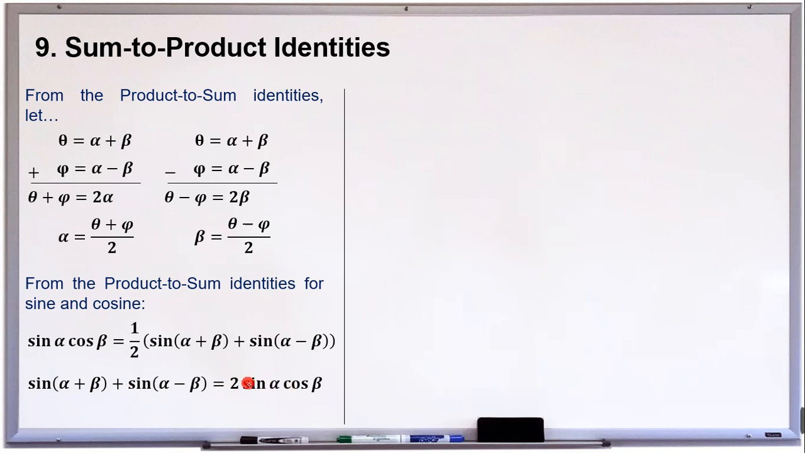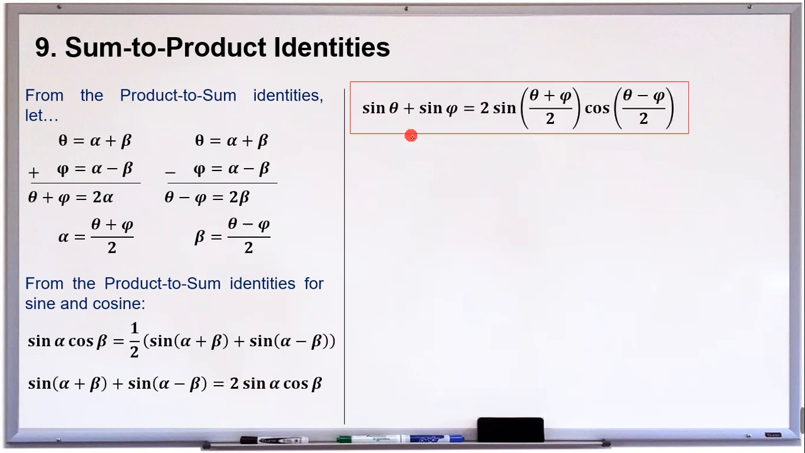Next, substituting the expressions for alpha and beta in terms of theta and phi. For the left side of the equation, alpha plus beta will become theta. So we have sine theta. And then alpha minus beta will become phi. So we have plus sine phi is equal to 2 times sine alpha. Alpha right here is theta plus phi all over 2. So we have sine of theta plus phi all over 2, then cosine of theta minus phi all over 2. So this is our first sum to product identity.